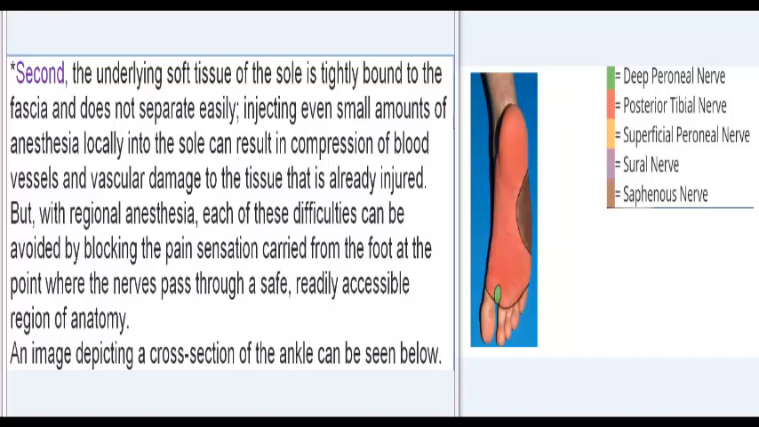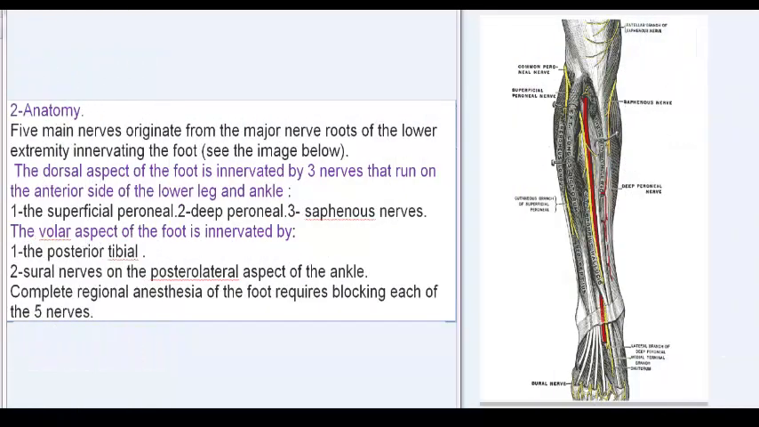2 Anatomy. 5 main nerves originate from the major nerve roots of the lower extremity innervating the foot, see the image below. The dorsal aspect of the foot is innervated by 3 nerves that run on the anterior side of the lower leg and ankle: 1, the superficial peroneal, 2, deep peroneal, 3, saphenous nerves. The volar aspect of the foot is innervated by 1, the posterior tibial, 2, sural nerves on the posterolateral aspect of the ankle. Complete regional anesthesia of the foot requires blocking each of the 5 nerves.